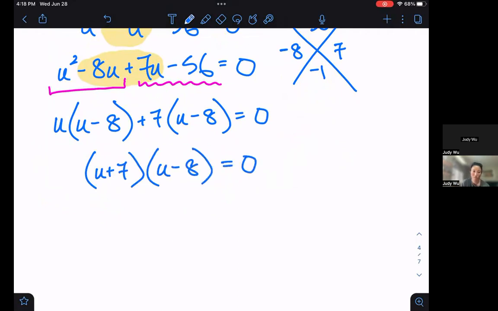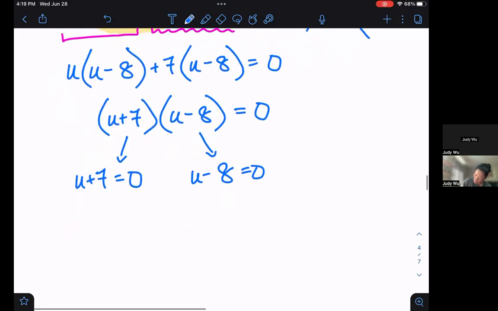equals 0. Okay. Now, when I have a product of 2 things that equal 0, this one can equal 0, and so can this one. All right, so u plus 7 equals 0, or u minus 8 is 0. And that means that u can be negative 7, or u can be 8.